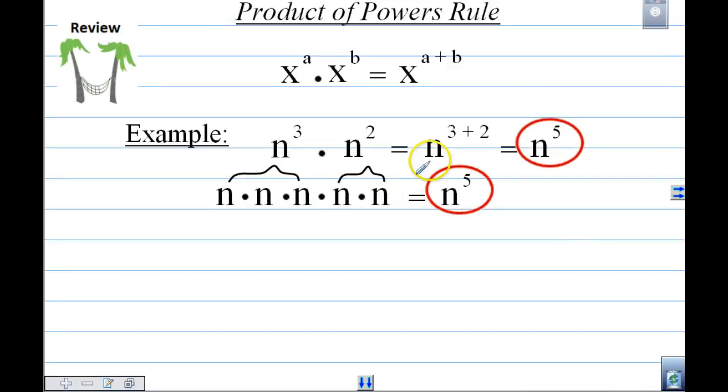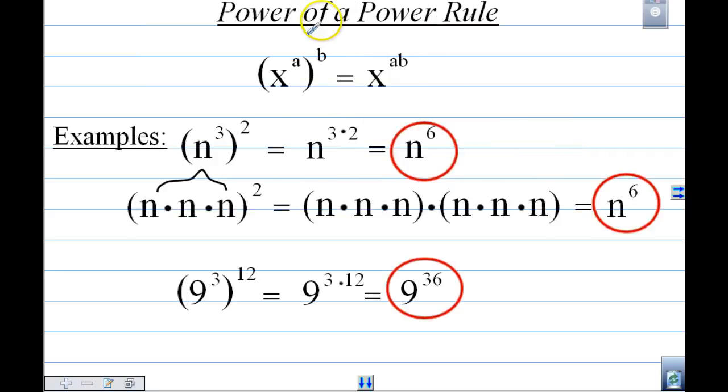Otherwise, it's pretty straightforward. You guys remember that if you have two bases and the bases are the same number, or the same variable, all we have to do is add those exponents together. This is just a shortcut of counting. It's like saying there's 3 n's here, 2 n's here. Altogether, how many are there? There's 5. It's just counting it up. That's the same as adding the exponents together, as long as they're the same variable.